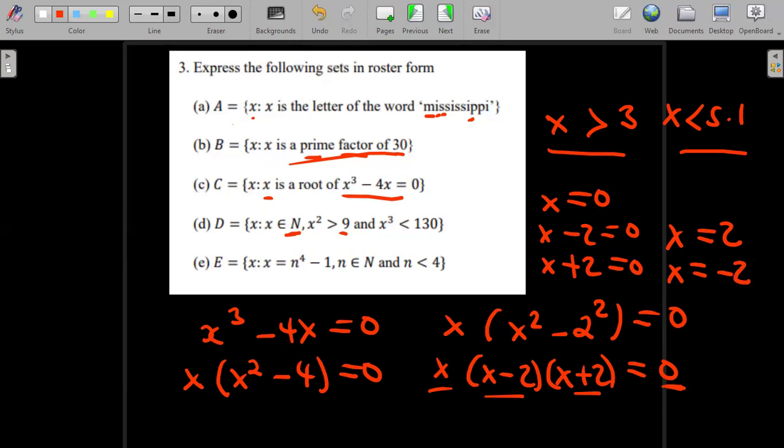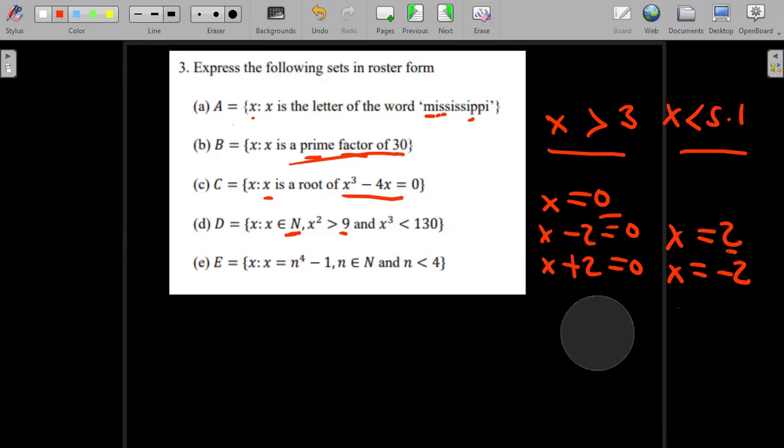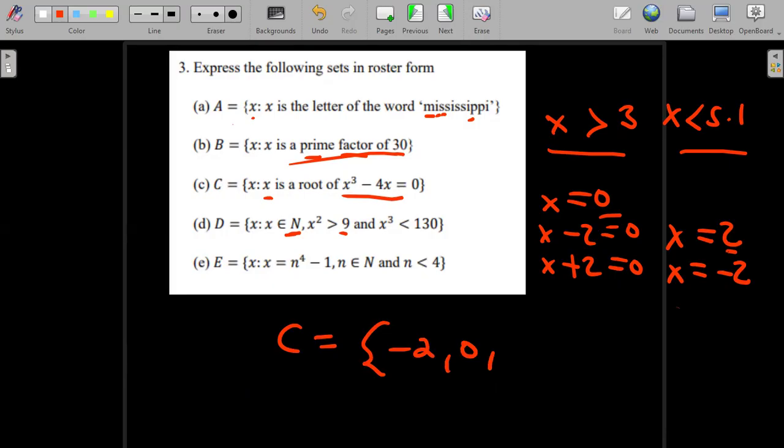So these here are the values of x. So I have 0, negative 2, and 2. These are the values of x. And those being the values of x, meaning those are what are going to sit in the set what? In the set C. Meaning the set C is just going to be equal to negative 2, 0, and 2. So this is the set C.